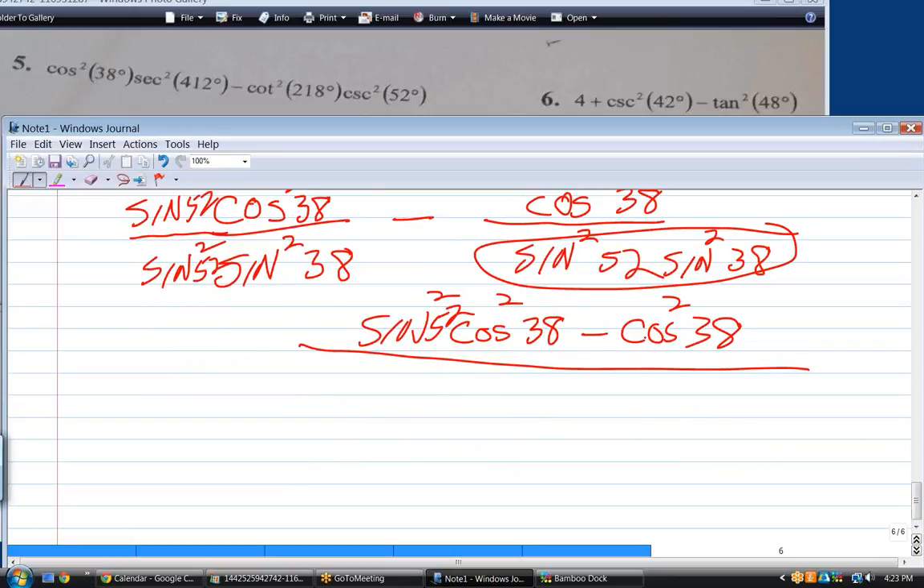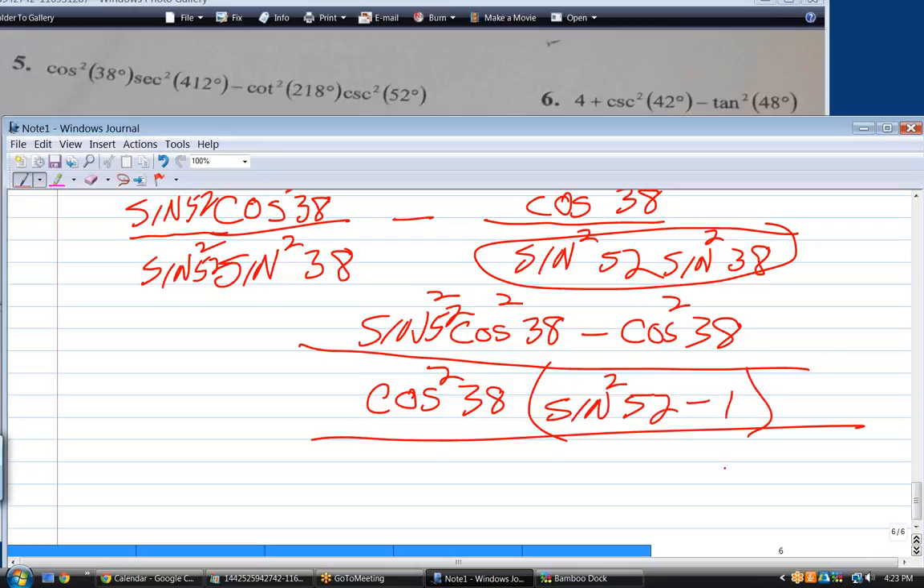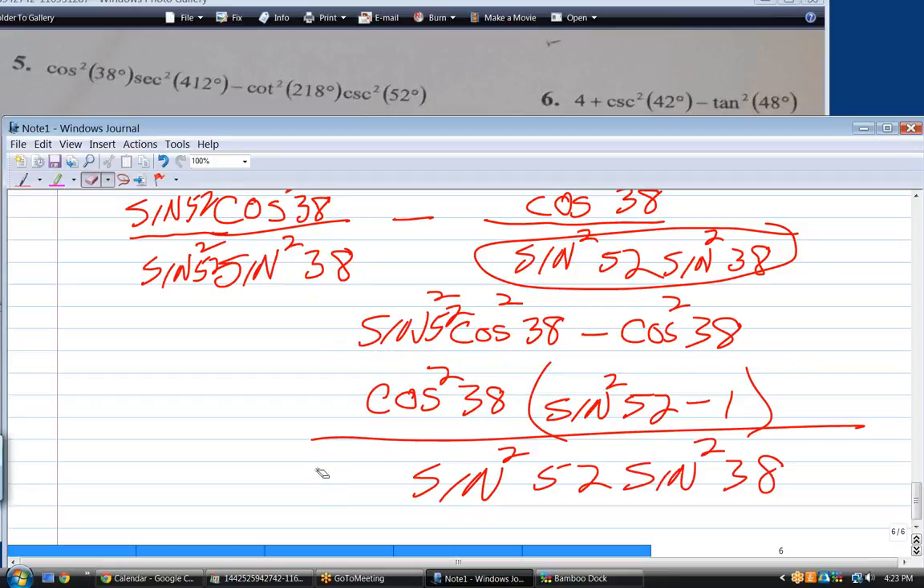Now we can factor out the numerator, and that's going to be useful because we're going to factor out a cosine squared of 38, leaving behind sine squared of 52 minus 1, and that's all over sine squared of 52 times sine squared of 38. You see how I get to this step?